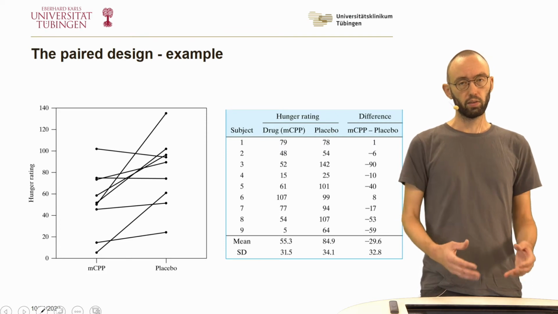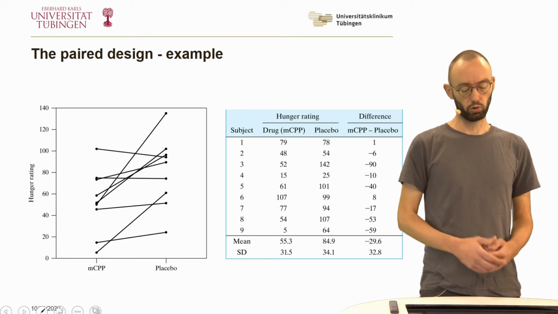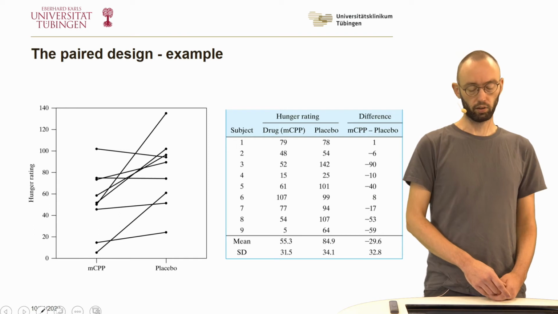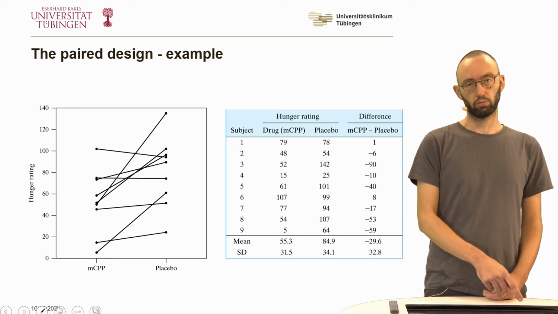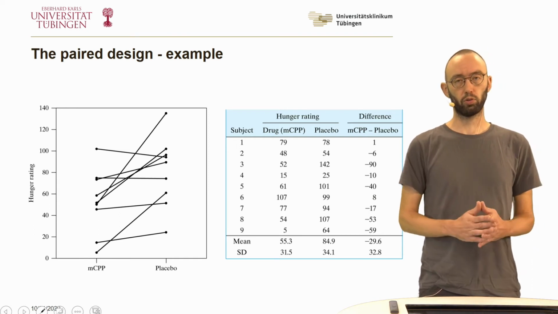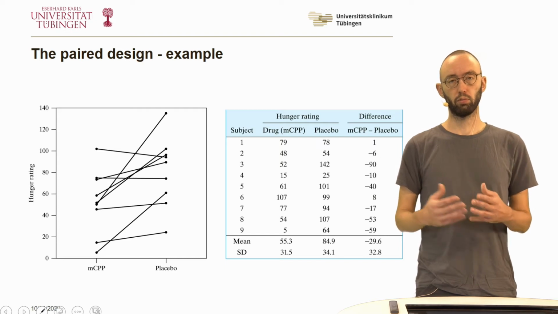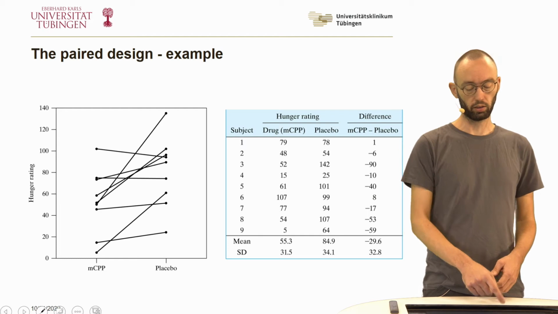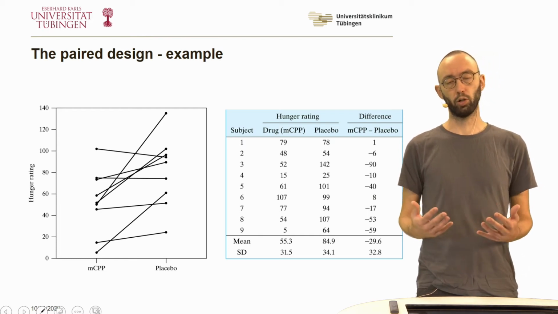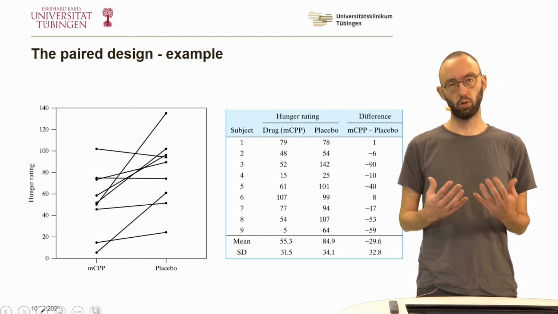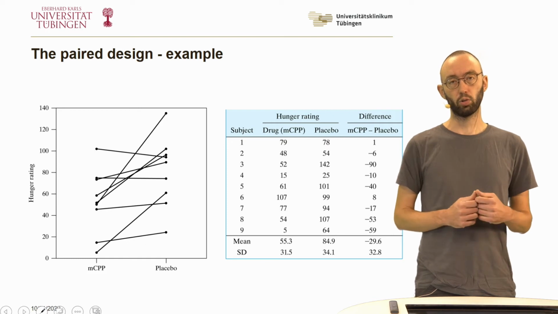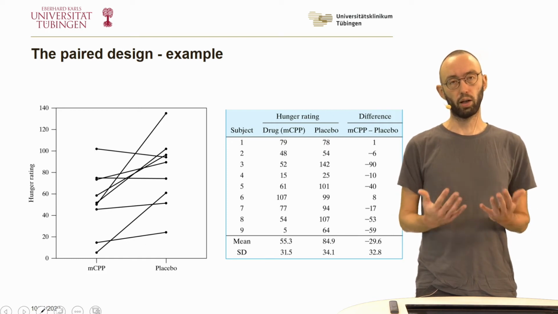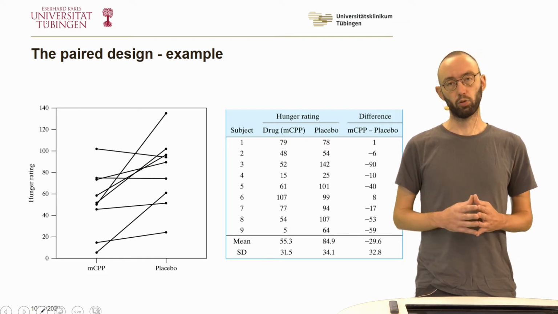However, in this case, the researchers chose to use a paired design in which the people first took, for example, the drug for a week, rated their hunger, and then took the placebo for a week and then rated their hunger. Of course, for a proper design, the order in which the drugs are taken would need to be randomized and ideally blinded, as we covered in some of the first lectures.